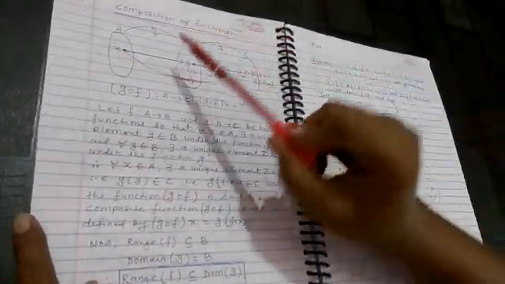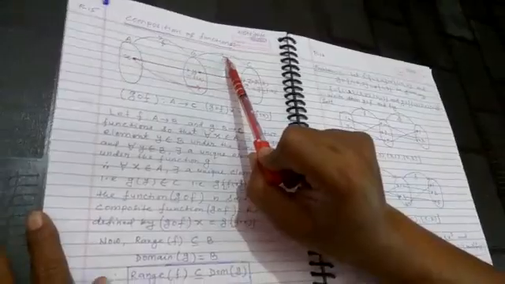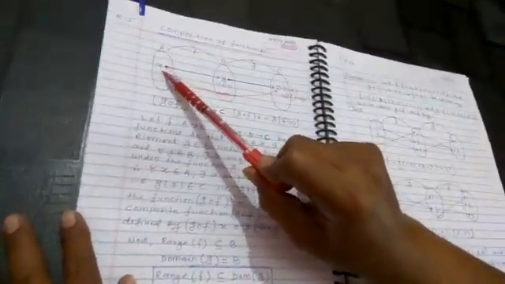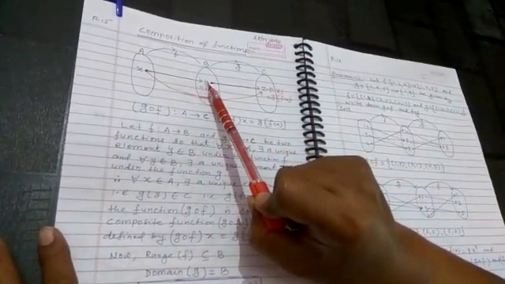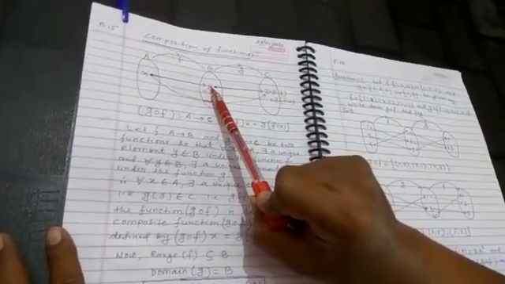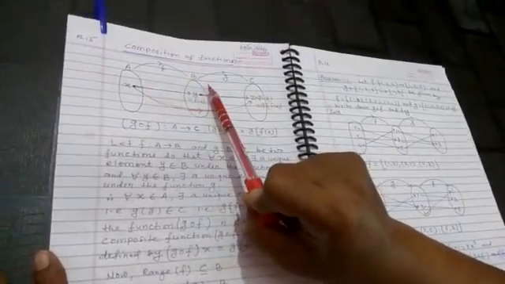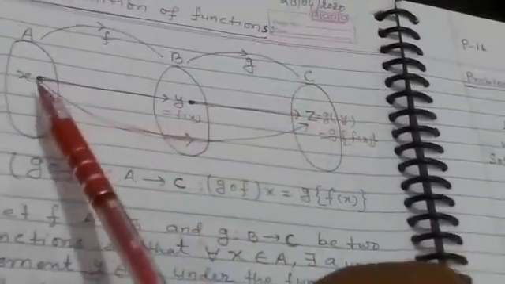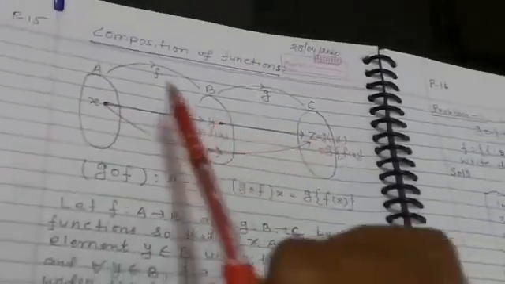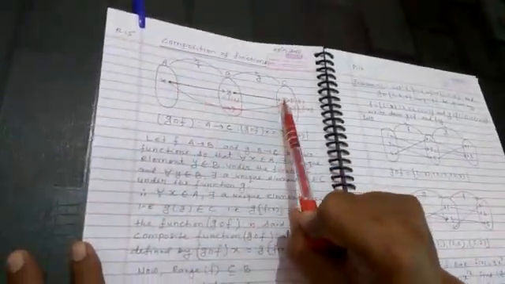In short, we can say two functions are there, f and g, f defined from A to B, g defined from B to C. So for all x belongs to A, there exists a unique element y belongs to B, and for y belongs to B, there exists a unique element z belongs to C. So after mixing these two, this will be a composite function from A to C under the function gof. This is the sign for the gof function.